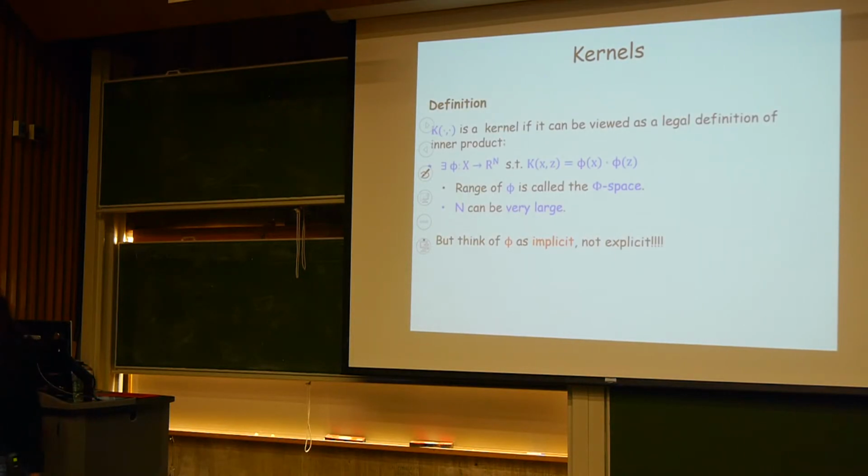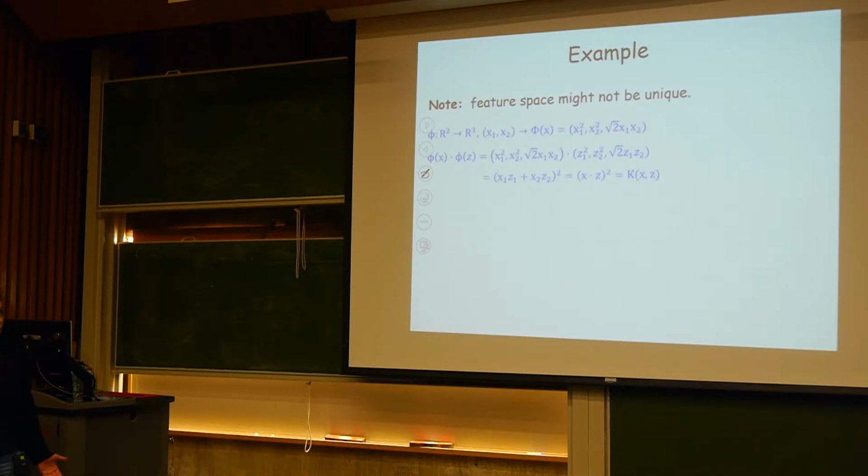Yeah? And to go back to your question, because you're asking if the mapping is invertible, actually the mapping phi might not even be unique. Right? So to show that a pairwise function is a kernel, I just need to show that the mapping phi exists. And in fact, typically these mappings phi are not even unique.